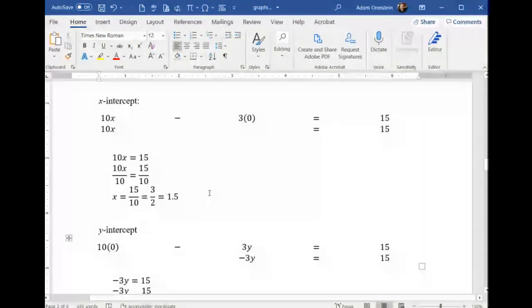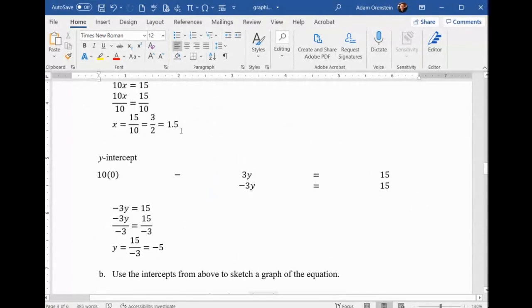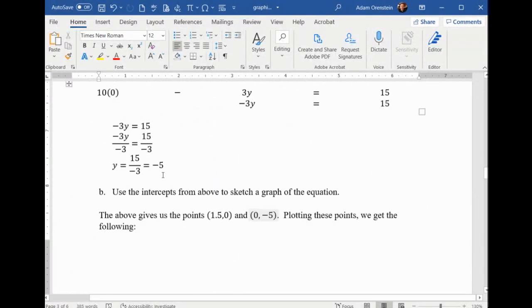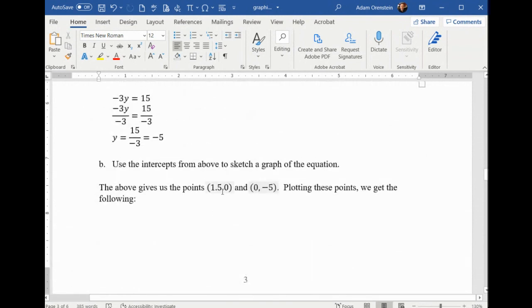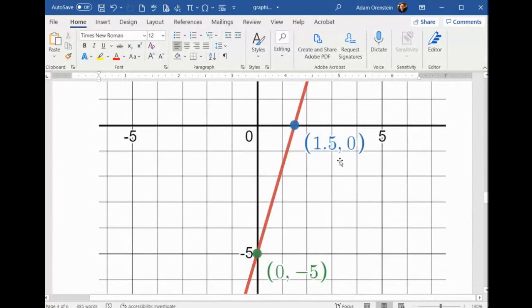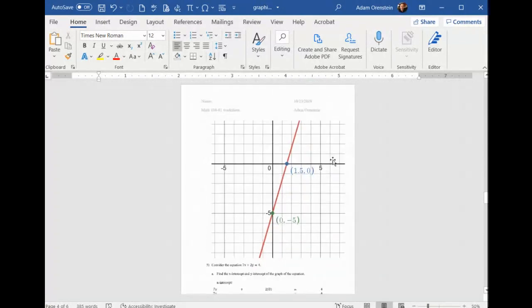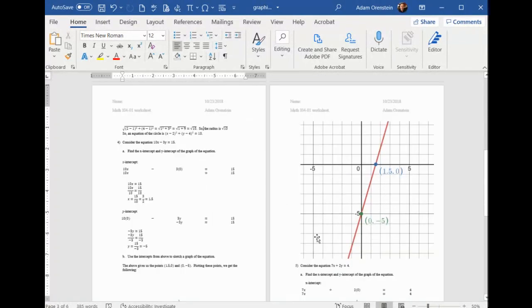So we have our 2 points. Here it is: 15 over 10 is 3 over 2, which is 1.5. And since we had y equal to 0, we get this point. That's for the x-intercept. For the one we just did, we set x to be 0 and y is -5. And below is the graph. This, again, I sketched in Desmos. Let me zoom out a bit, but this is what the graph would look like.